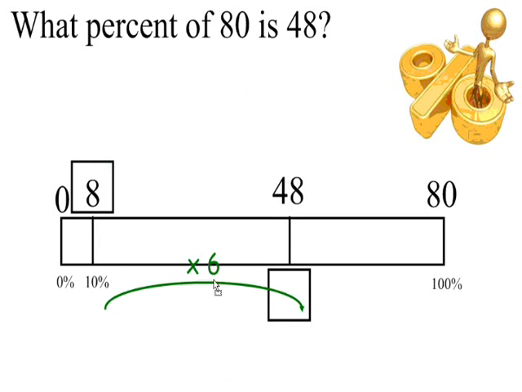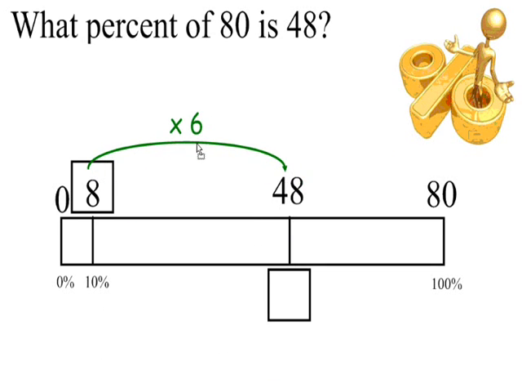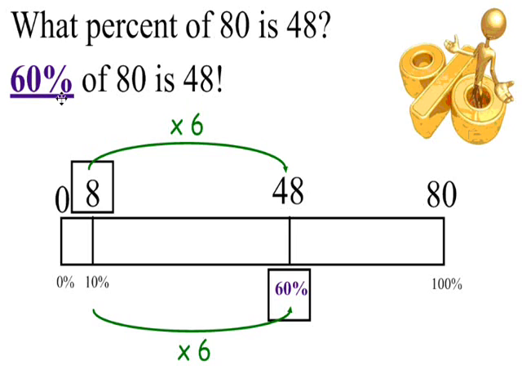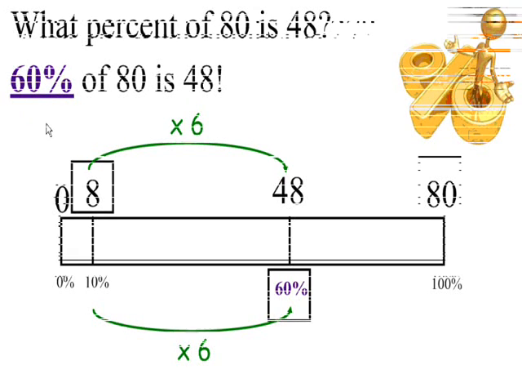Once I know 8, I can multiply that by 6 to get 48. So I can use the same scale factor on the bottom of my percent bar and multiply 10% times 6 to get 60%. 60% of 80 is 48. And of course, that is greater than 50%.